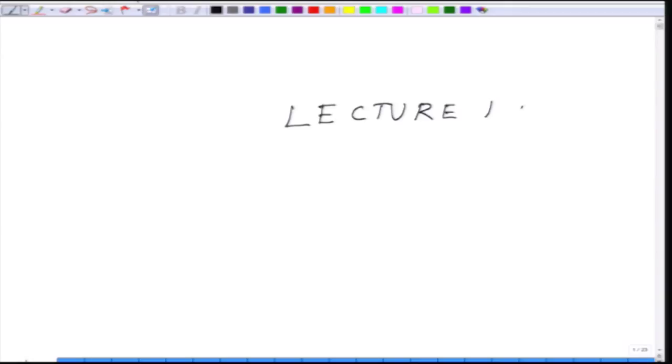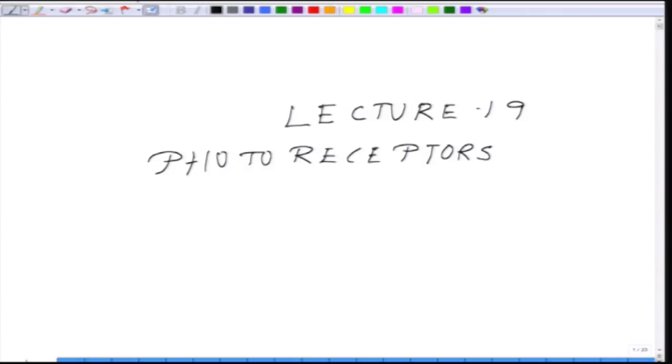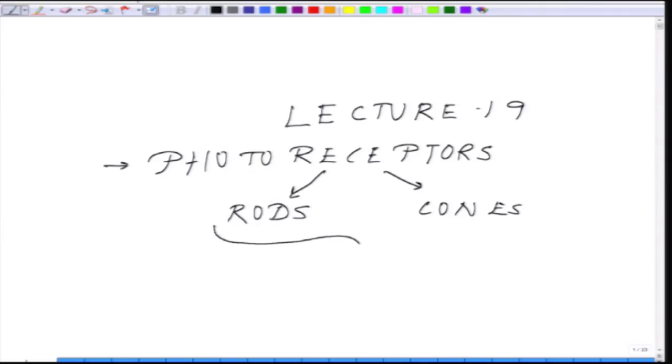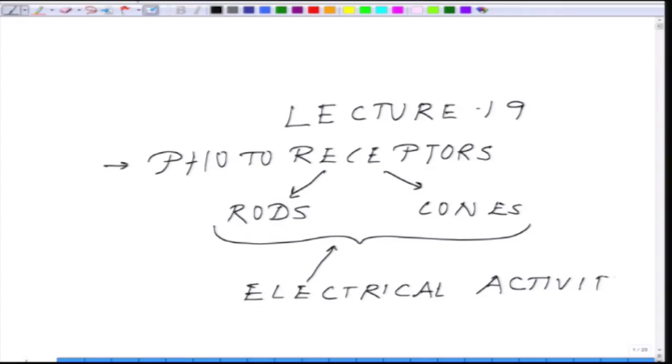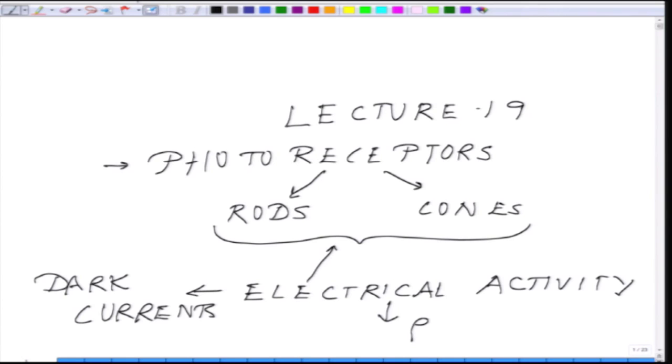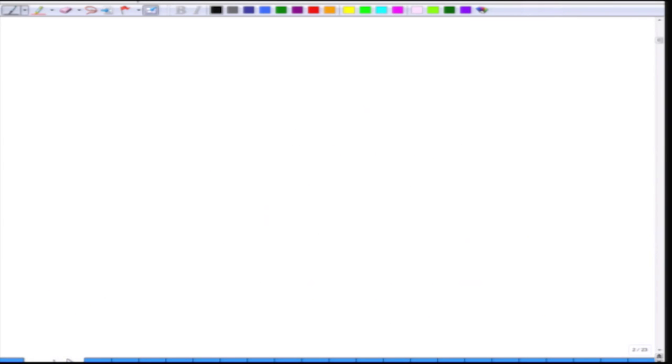So, to start off, we are into lecture 19. Basically we will be dealing with the photoreceptors, and within the photoreceptors we have the rods and the cones and their electrical activities, the concept of the dark currents, and then, followed by that, we will be moving on to the prosthesis. Okay. Moving on to the next slide.